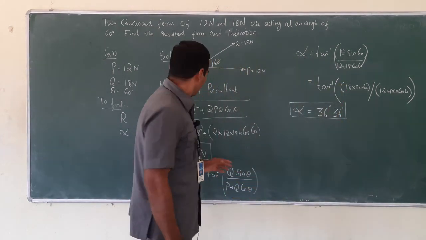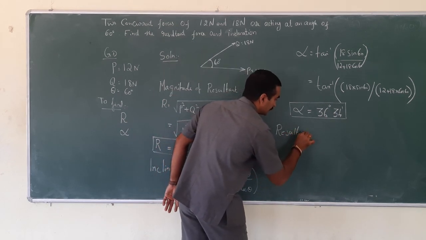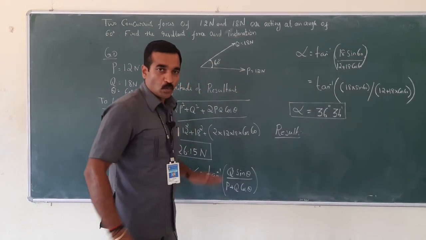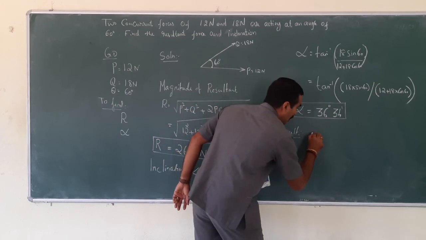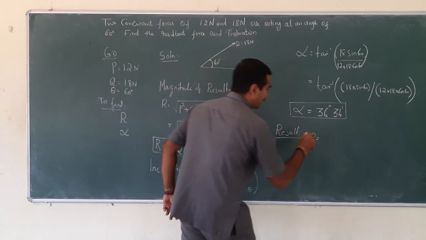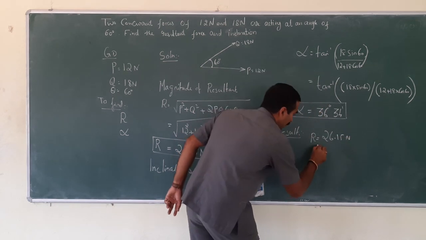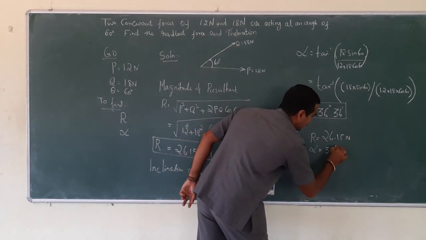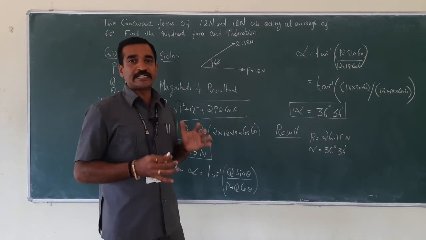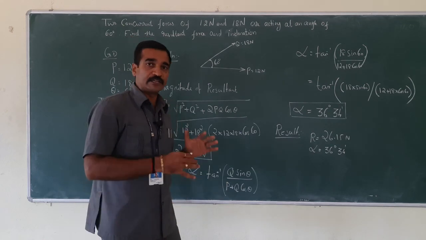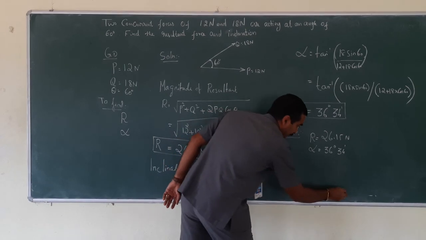Got it? So now, the next step in the procedure is the result. Whatever values you have found out here need to be mentioned here. R is equal to 26.15 Newton. Then alpha is equal to 36 degree 34 seconds. Next, you will have to show the graphical representation. So the same diagram you just draw here.